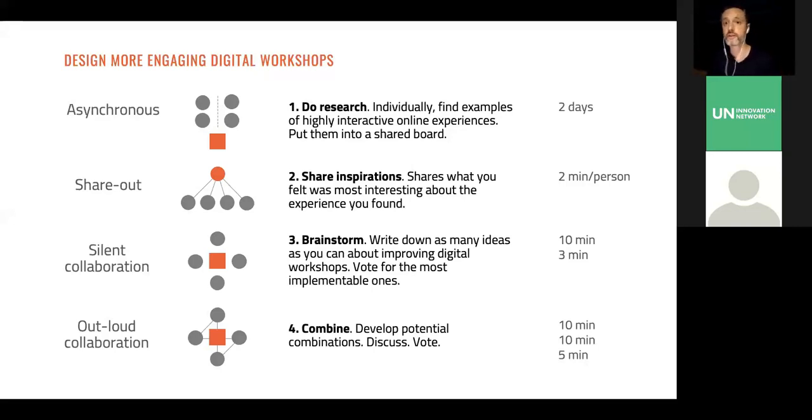You might do a share out. So everyone gets 2 minutes to share what they felt was most interesting about the experience they found. Then you might have silent collaboration. So people, having seen all of these different inspirations, might brainstorm. They might write as many ideas as they can about improving digital workshops. And then you might have a silent vote for the most popular ones.